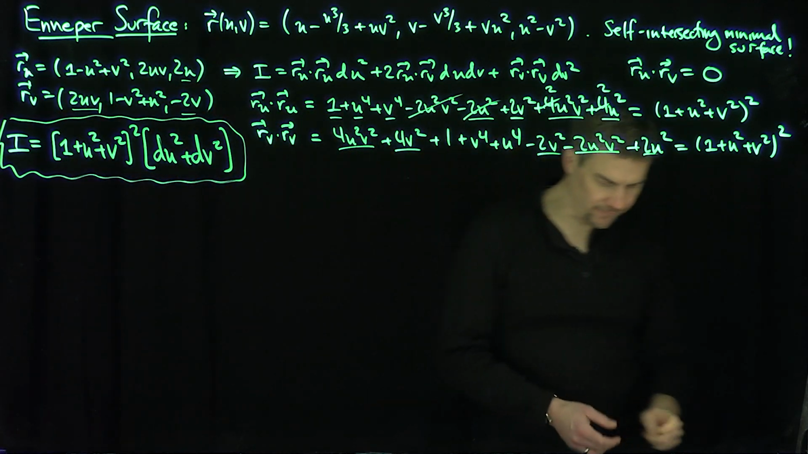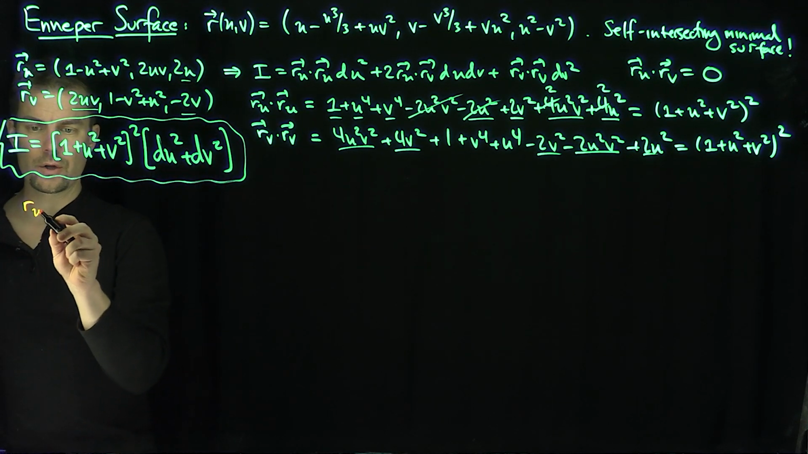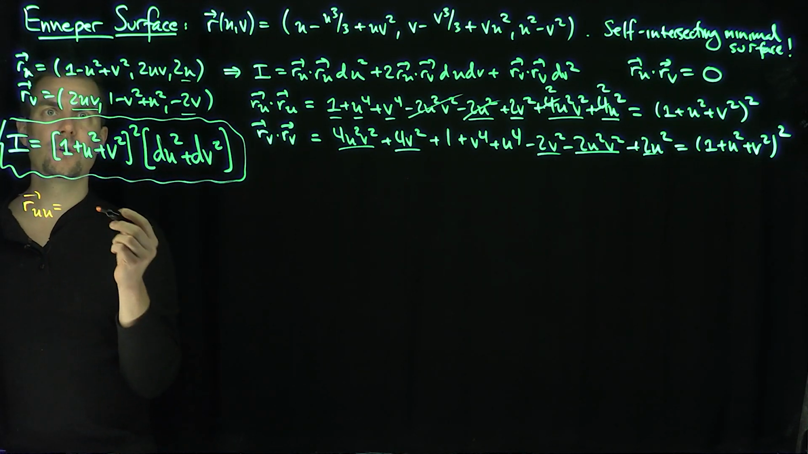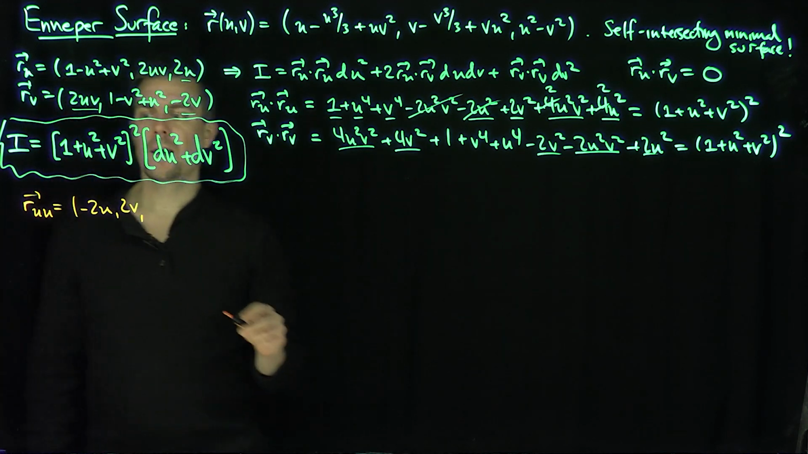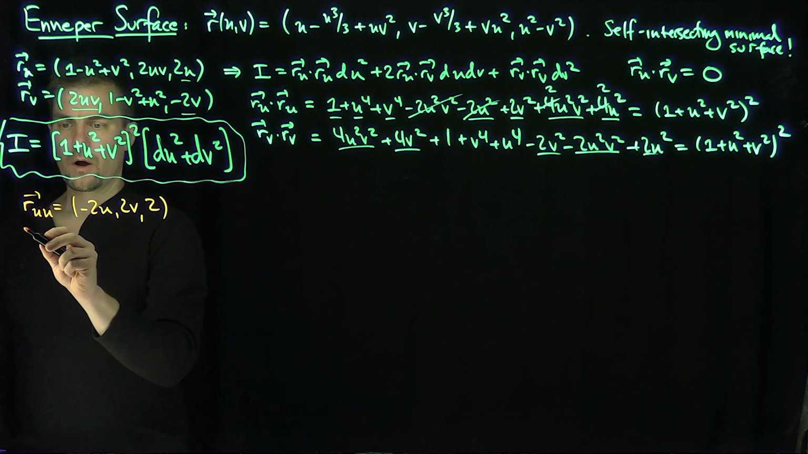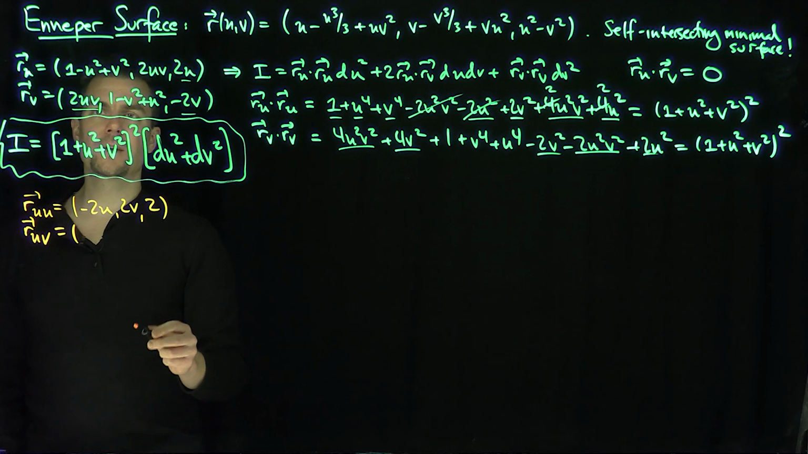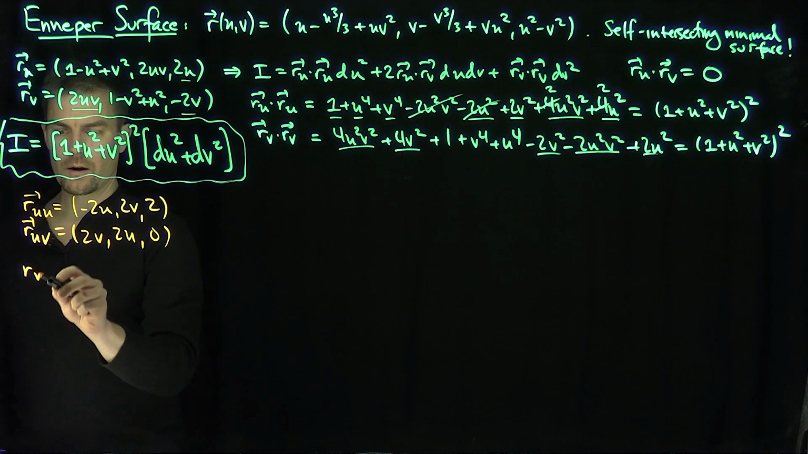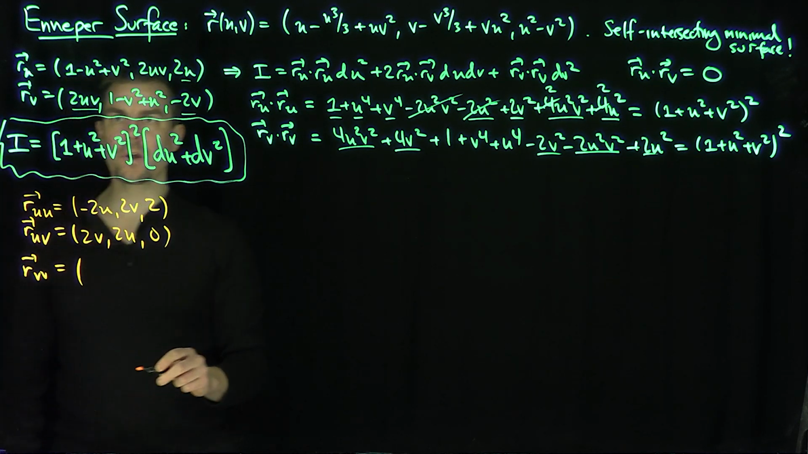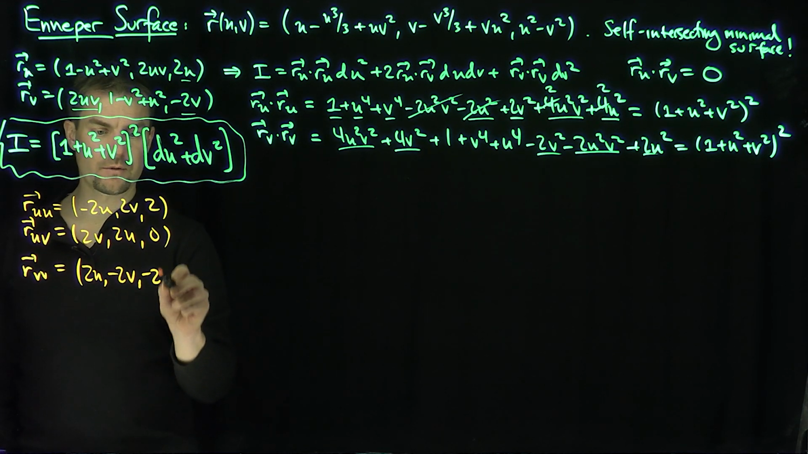Okay. Now let's compute the second fundamental form. So how are we going to do that? I'll need the second derivatives to do so, right? So I'm going to have an RUU. RUU is going to be a negative 2U, a 2V, and then a 2. RUV is going to be the vector 2V, and then a 2U, and then a 0. RVV is going to be a 2U, then a negative 2V, then a negative 2, like that.